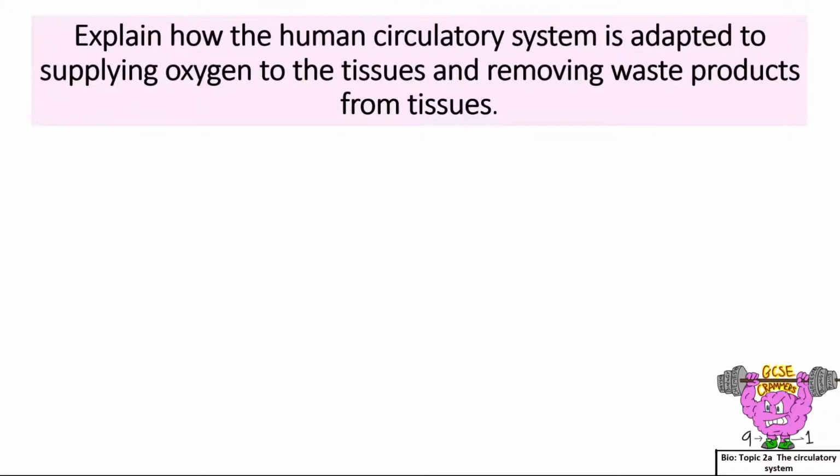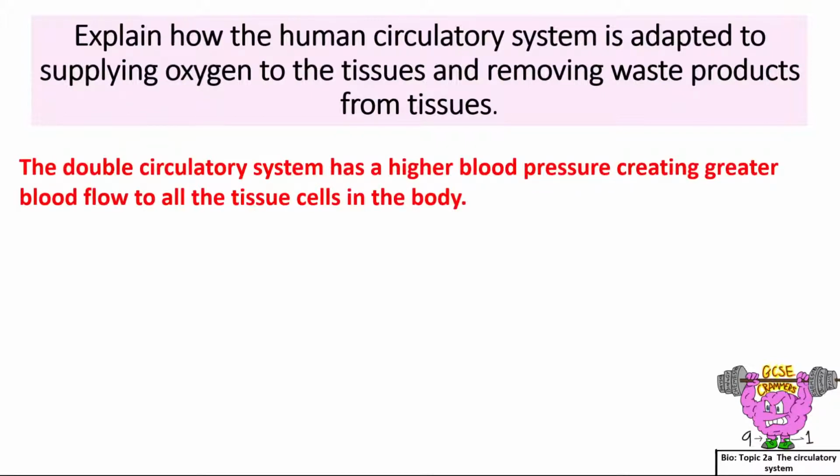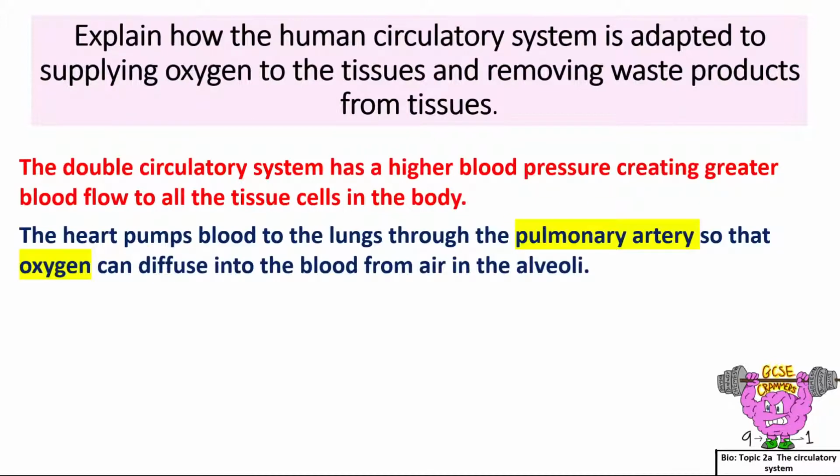Explain how the human circulatory system is adapted to supplying oxygen to the tissues and removing waste products from tissues. This is a 6-mark question in the exam. To answer it, you need to put everything you've learnt on the circulatory system together. So keep going over this until the answers pop into your head. The double circulatory system has a higher blood pressure, creating greater blood flow to all the tissue cells in the body. The heart pumps blood to the lungs in the pulmonary artery so that oxygen can diffuse into the blood from air in the alveoli.